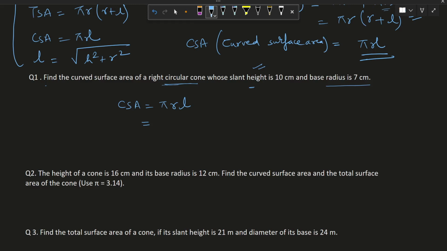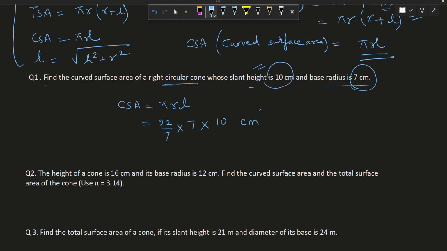Pi value by default we are going to take as 22/7. जब तक क्वेश्चन में मेंशन ना किया हो, until unless it is mentioned in the question, it is 22/7. Otherwise we take 3.14. Radius is given. How much is the radius? 7 centimeter. L is also given. What is it given? 10 centimeter.